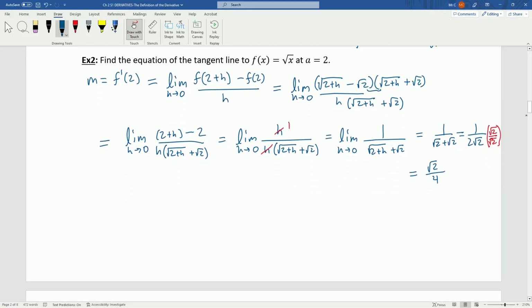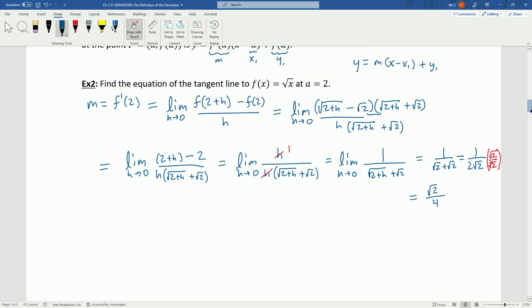Okay. Well, that's it for that one. Oh, wait, that is not it for that one. That's just the slope. We have to actually finish the rest of the problem. So, remember, we need y equals f prime of a times x minus a plus f of a. So I have f prime of a, that's f prime of 2. So this is y equals the square root of 2 over 4 times x minus 2 plus, and now we need f of a, but f of 2 is just the square root of 2.